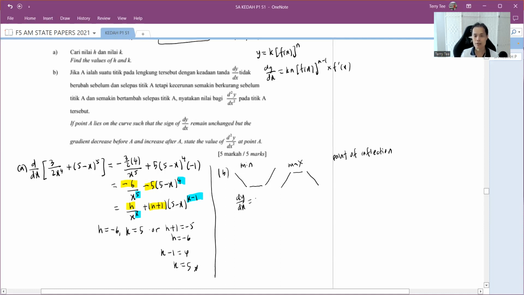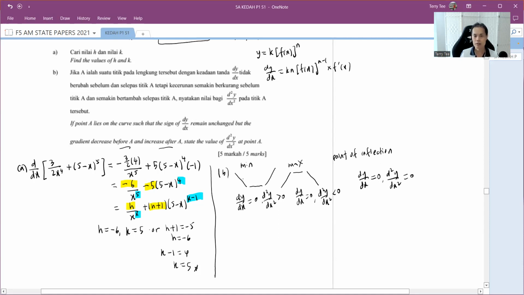For a minimum, dy/dx is 0, but your d²y/dx² is more than 0. For a maximum, dy/dx is 0, d²y/dx² is less than 0. Point of inflection, like I said, you can have a non-stationary inflection. Your dy/dx can be non-zero, but at Form 5 level, most of the time they focus on stationary inflection. dy/dx is 0, d²y/dx² is also 0. Okay, to answer this question, the question says that the gradient decreases before and increases after.